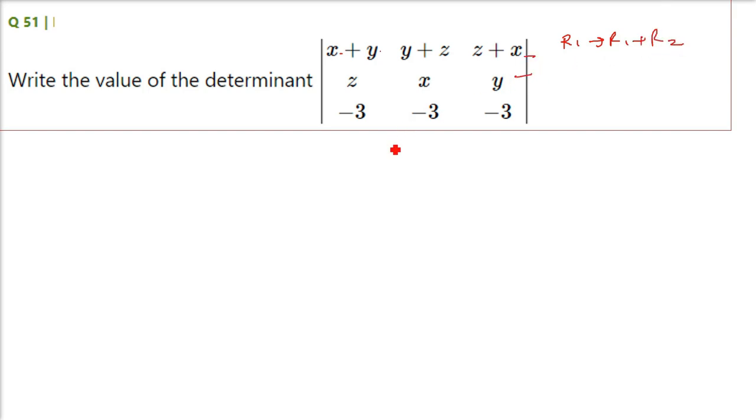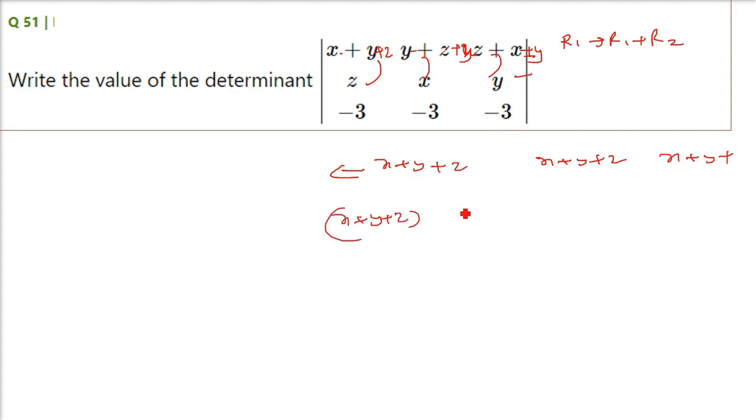Because x plus y plus z will be in the first row, all the values, x plus y plus z, x plus y plus z, x plus y plus z. And you can take this x plus y plus z common, and you get 1, 1, 1. And since you will also take minus 3 from the denominator, that will also come as 1, 1, 1. So you'll have 1, 1, 1 in the first and third row. So I am adding first and second row, and then I am taking x plus y plus z common.